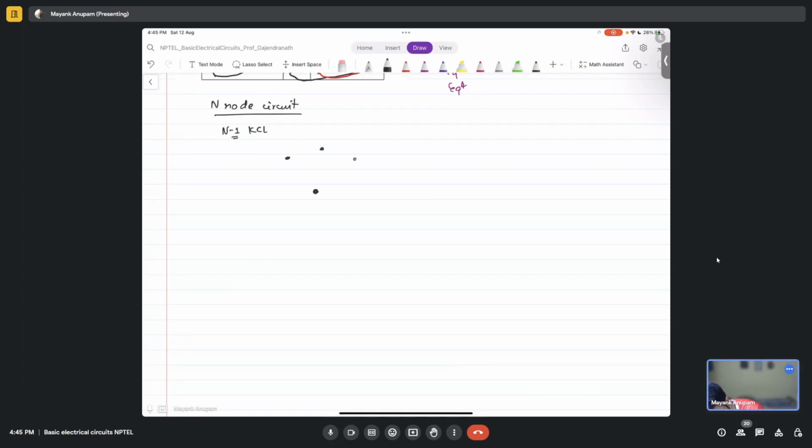Okay, fine. Let's say this is one element, this is another element, and this is another element. These are all the elements. So this is node 1, 2, 3, and this is 4. You can write KCL at all the nodes, but you only require 3 KCL equations for this particular circuit, correct? Why don't you require the fourth one also?